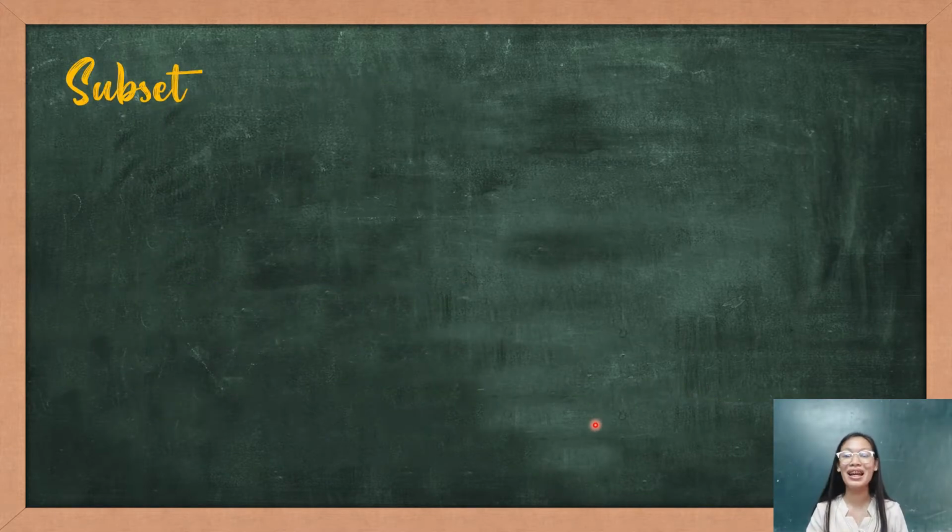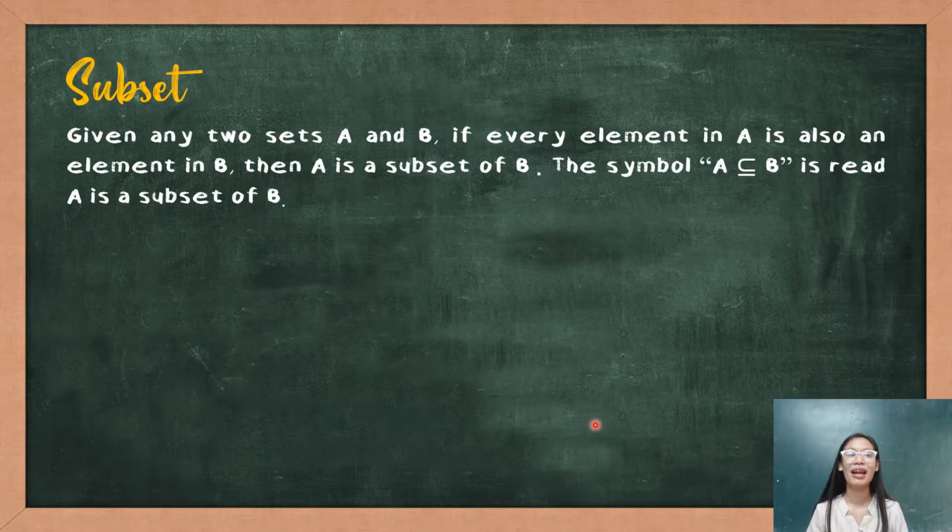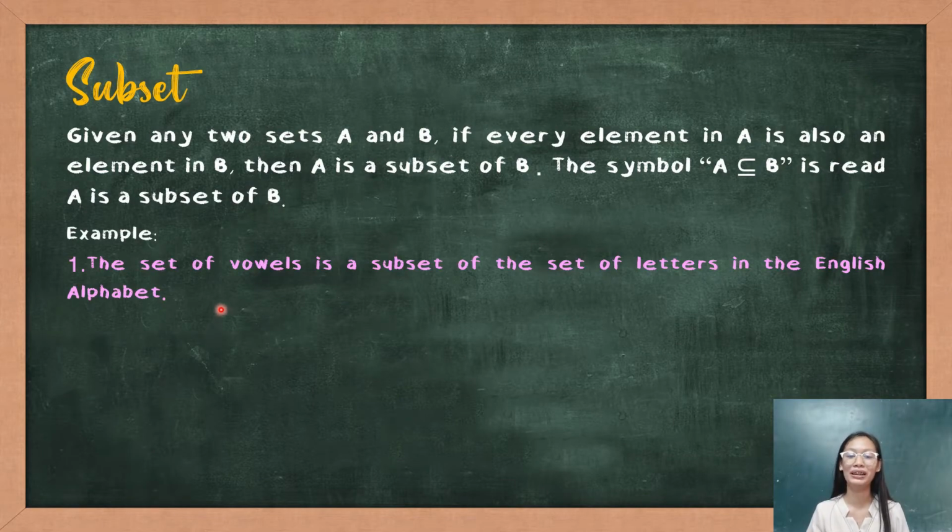Next term is subset. Given any two sets, A and B, if every element in A is also an element in B, then A is a subset of B. The symbol A is a subset of B is read as A is a subset of B. Example, the set of vowels is a subset of the set of letters in the English alphabet.